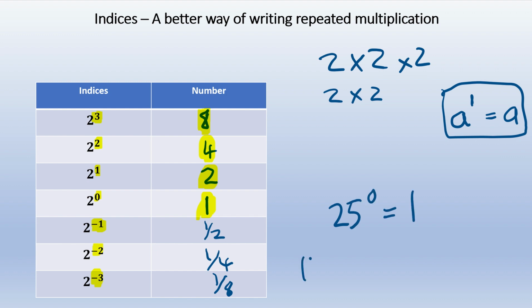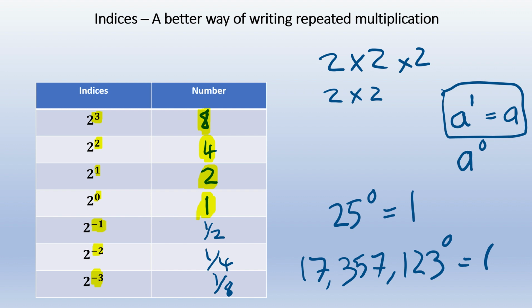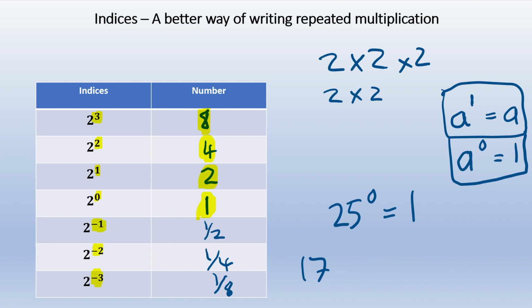If you put it to the power of 0, you will get 1. If you have 17 million 357 123 to the power of 0, your answer will always be 1. So if you have any number to the power of 0, your answer will always be 1. And again, you can check that on a calculator. So right now, even without looking at any log tables, we have 2 of our laws of indices right there.